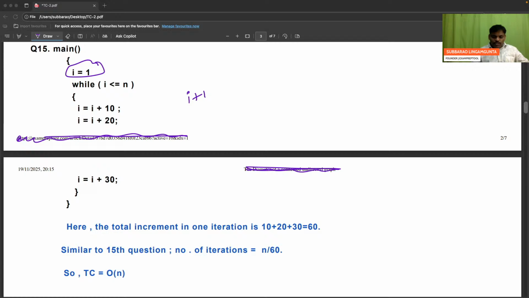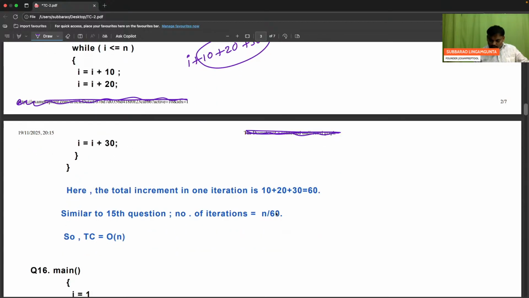Right, perfect. See question number 15. First you are incrementing by 10. Afterwards you are incrementing plus 20 also. Afterwards plus 30 also. Overall 60 is incremented. So the answer is you are always incrementing by 60, n by 60. So time complexity is big O of n.